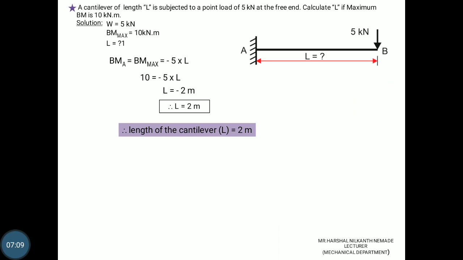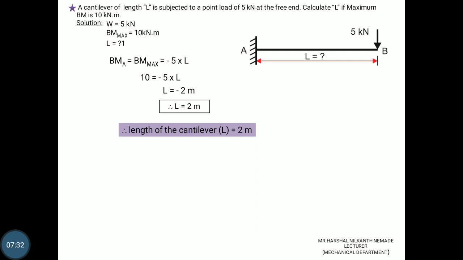A cantilever of length L is subjected to a point load of 5 kilonewton at the free end. Calculate L if the maximum bending moment is 10 kilonewton meter. So W is given as 5 kilonewton, BM max is given as 10 kilonewton meter, and they have asked us to calculate L.